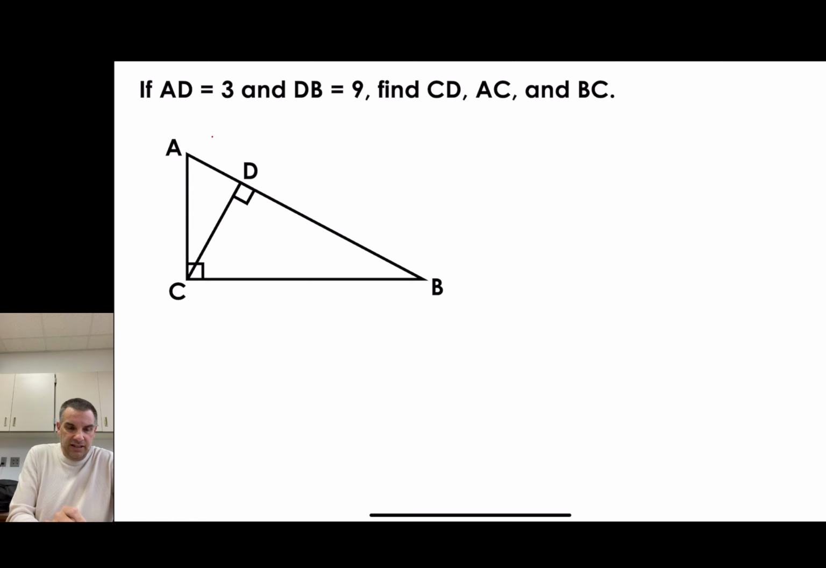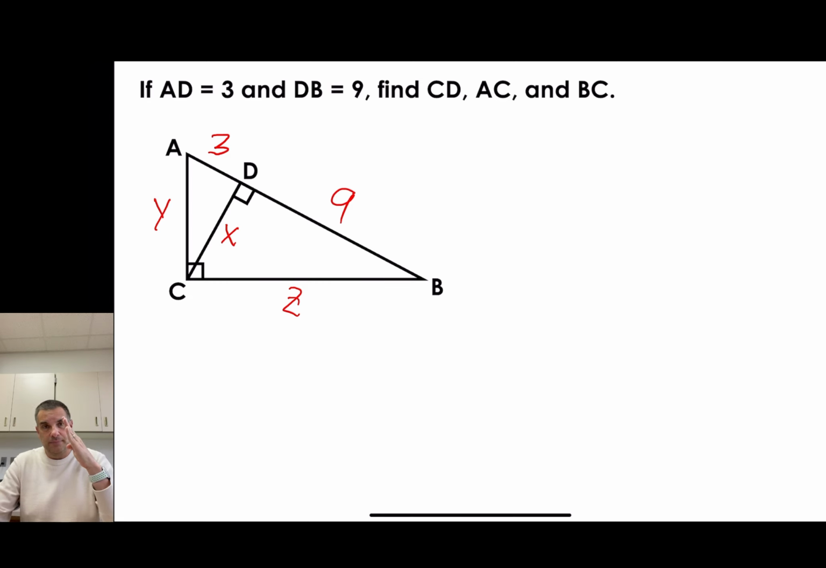So we're given that AD is 3, DB is 9. They want us to find CD. We'll just call it X for now. They want us to find AC. That's Y for now. And they want to find BC, which is Z for now. So we've got our three formulas. Our altitude now is CD.